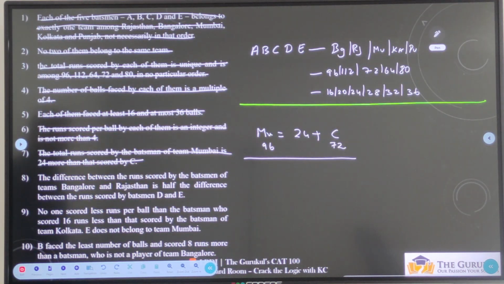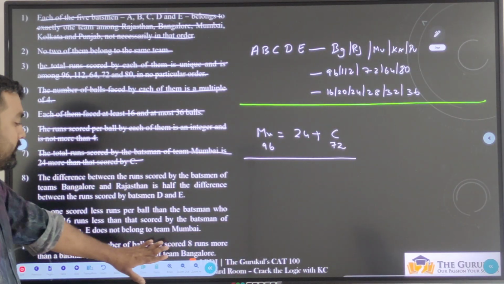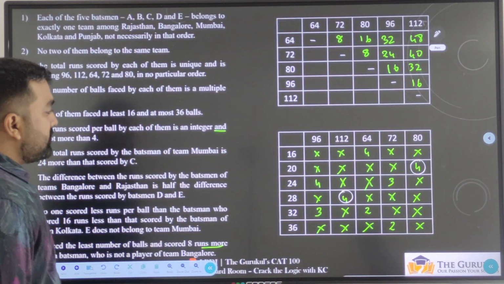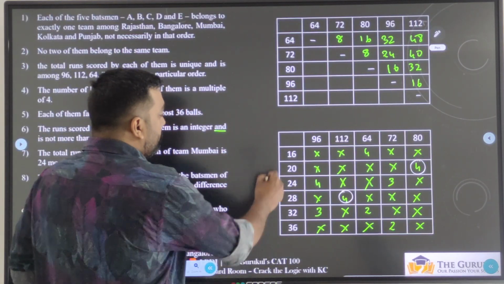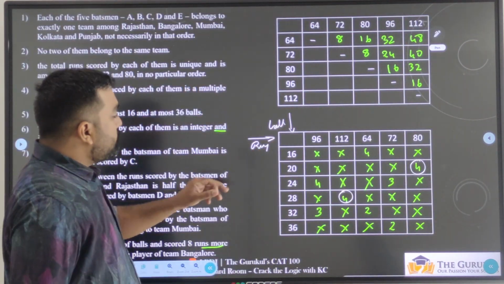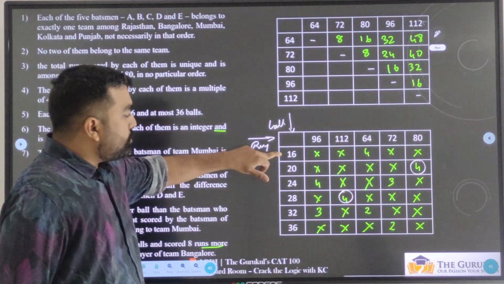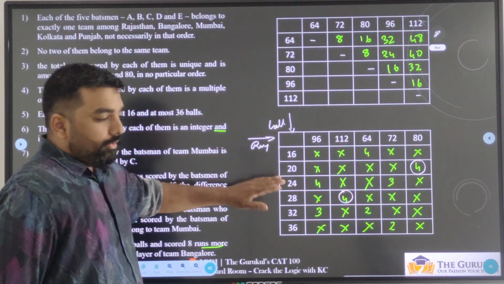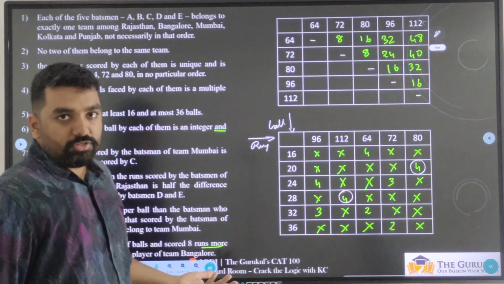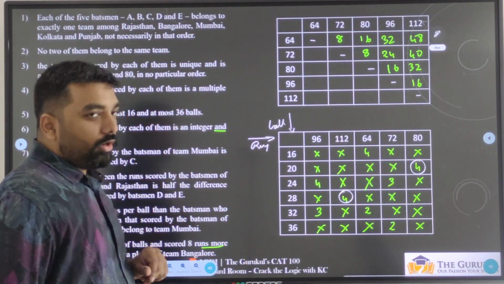B faced the least number of balls and scored 8 runs more than the batsman who is not a player of Team Bangalore. Who is not a player of Team Bangalore? Let's leave it aside. B faced the least number of balls and scored 8 runs more than the batsman. B faced the least number of balls. Let us say these are the balls which we are talking about and these are the runs. So if B faces the least number of balls, can I say B should be 16 or B can be 20? Because if B is 24 and B is the least, there are 4 more options only. We have 5 people to fill up, which is not possible. So B should be 16 or 20.